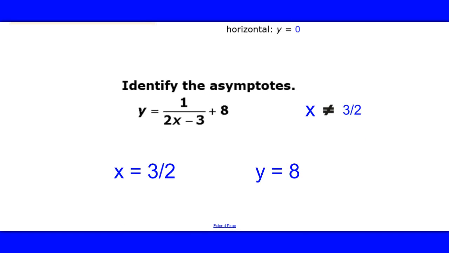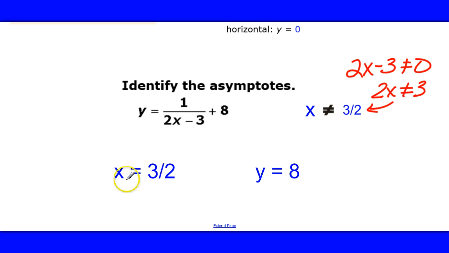This is a little bit more difficult. I end up telling you over here that x cannot equal 3/2. Well, how did I get that? Well, let's take 2x minus 3 and say this cannot equal 0. So add 3 to both sides. That means 2x cannot equal 3. Divide both sides by 2. x cannot equal 3/2. That is my vertical asymptote. All right, and then I have a plus 8 on the end, so my horizontal asymptote is 8.